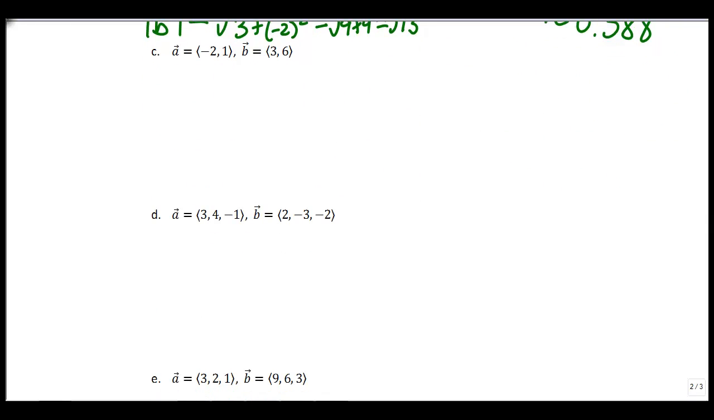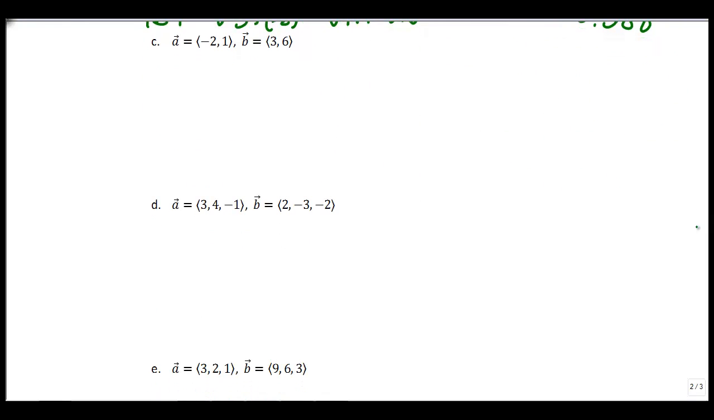Okay. And another one. Same setup. A dot B is -2 times 3, -6. 1 plus 6, that's 6. That gives us 0.